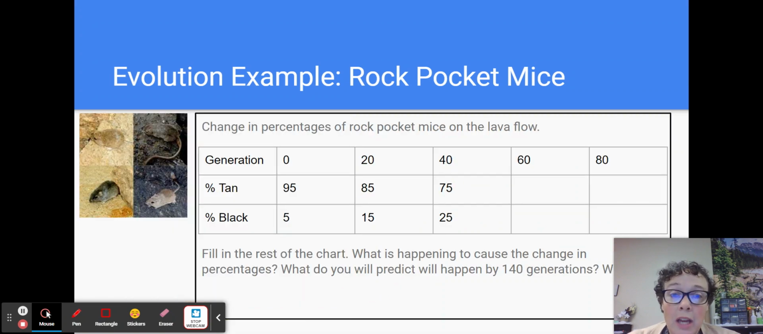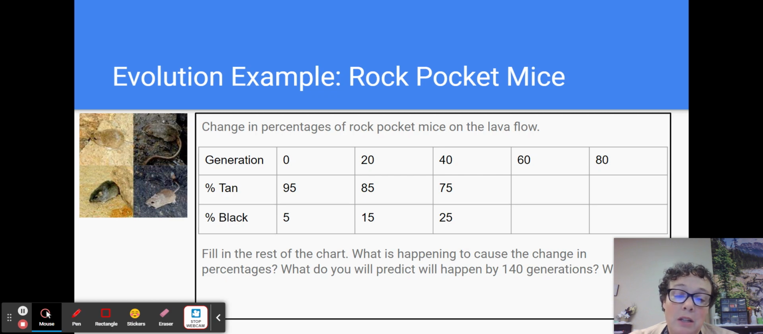So we can look at numbers and data to tell a story of how populations change over time. So here we can predict the percentages. After 20 generations, the percentage went from 95 to 85 to 75. What would we predict after 60 generations and then after 80 generations? So as the tan percentages we can see are decreasing, what would be happening with the black percentages? Your job is to fill in the rest of the chart.